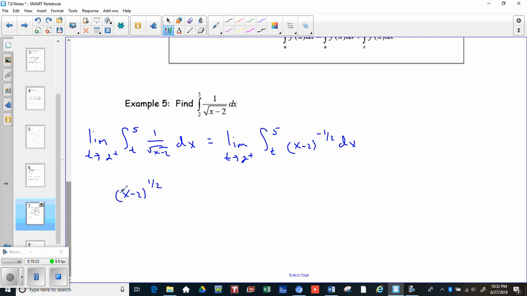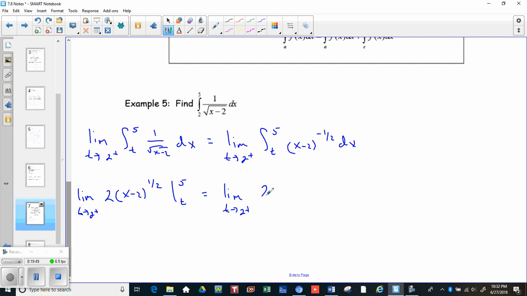And then divide by the new power, which is dividing by 1/2 or multiplying by 2. And then I still have to take the limit as t approaches 2 from the right. And we have to evaluate this thing from t to 5. Okay, so we'll plug in the values. Take the limit as t approaches 2 from the right.